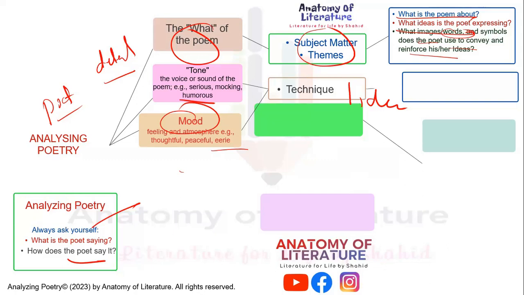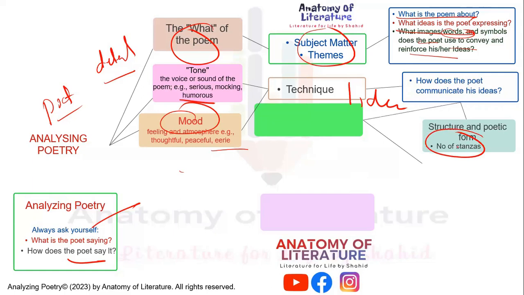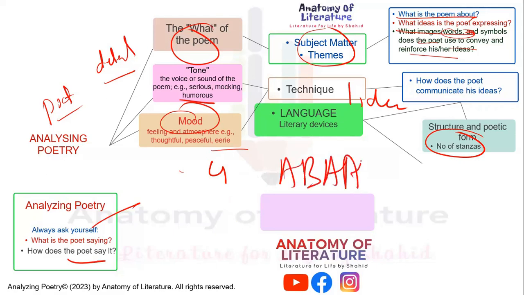So there is another step that we will be looking for that involves structure and poetic form. What is the number of stanzas and how the poet has conveyed different kinds of stanzas. And this structure enhances or reinforces the themes or ideas. We are familiar that The Road Not Taken consists of 4 stanzas, with a rhyming scheme of AB, AAB, AB, AAB.